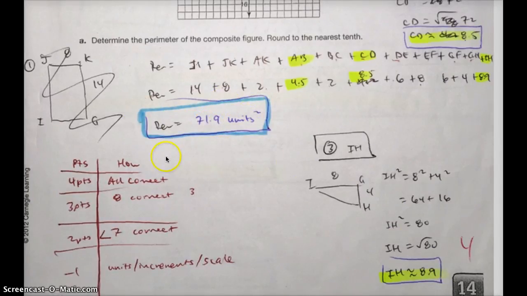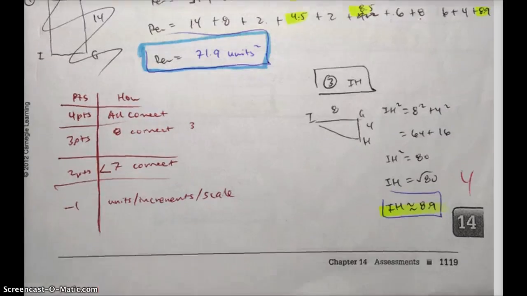So that whole question was only out of 4 points. If you got it all correct, I gave you 4. If you got 8 of those side lengths correct, and you got 3, 2, 1, or 0 wrong, I gave you 3 points. If you got less than 7 correct, I gave you 2 points. If you're going in the right direction, but then your units or increments are incorrect, I took off a point. So if you recognize to find the distance, you're just using the Pythagorean Theorem, and just make sure you know your scale.